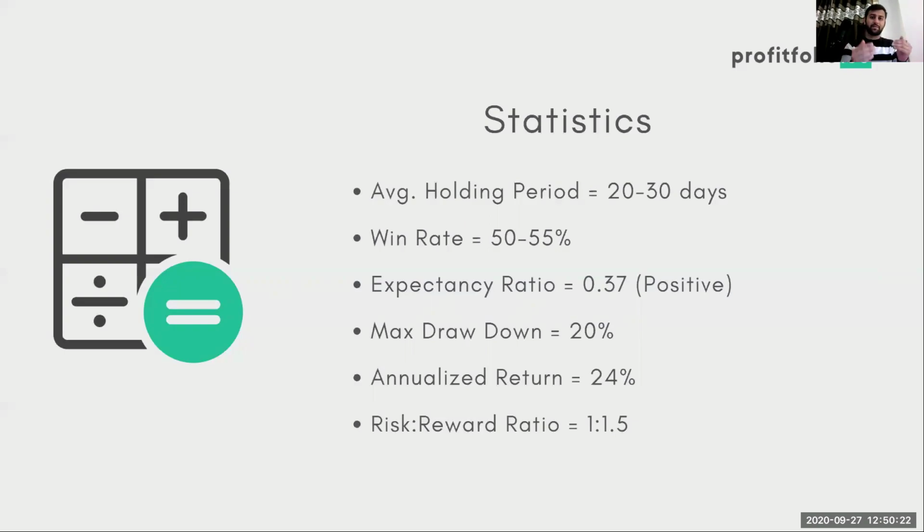As I told you, you are booking 50% of the quantity at 1:1 and 50% at 1:2. So overall my risk to reward ratio is 1:1.5. So that is all about the statistics part.